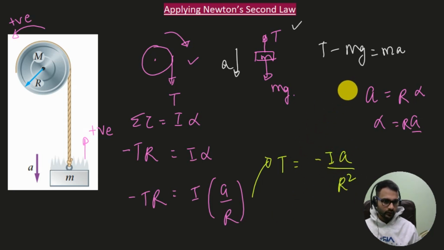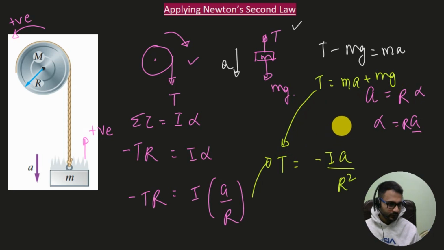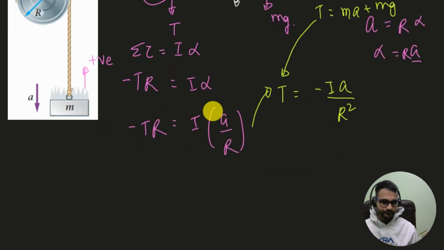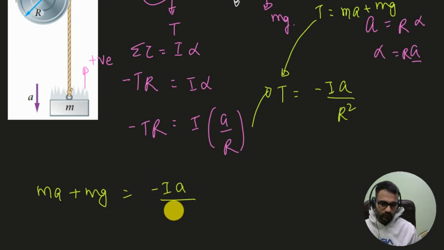Now we have one expression for tension from here. If you see, this tension T would be equal to MA plus mg. So we can replace this T here and we can find the acceleration. So what I can write is that MA plus mg is equal to minus IA over R square.